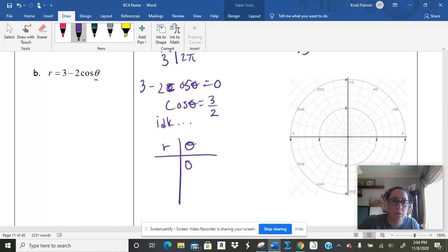So that's 1. Go to pi/2, and again, if I need to have more, I will. That goes to 0. Pi, that's -1, -2, 5.